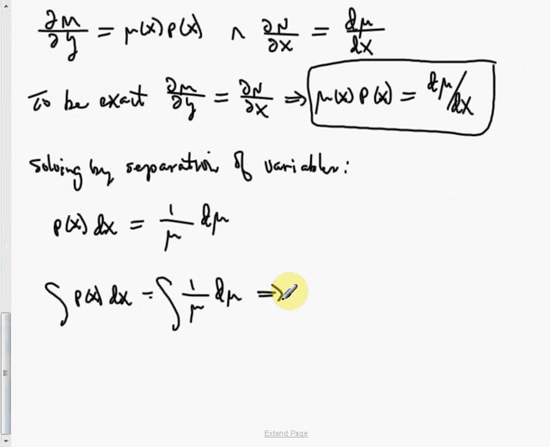So this implies that I don't know what the integral of P of x dx is. And I have learned through time that if I don't know what something is, I just let it be. I don't try to make up anything.